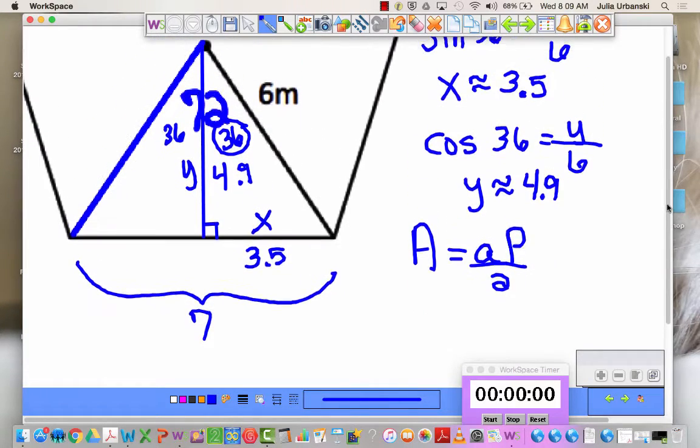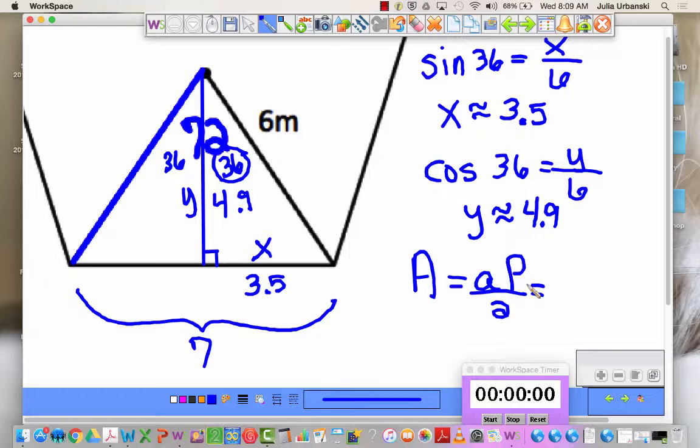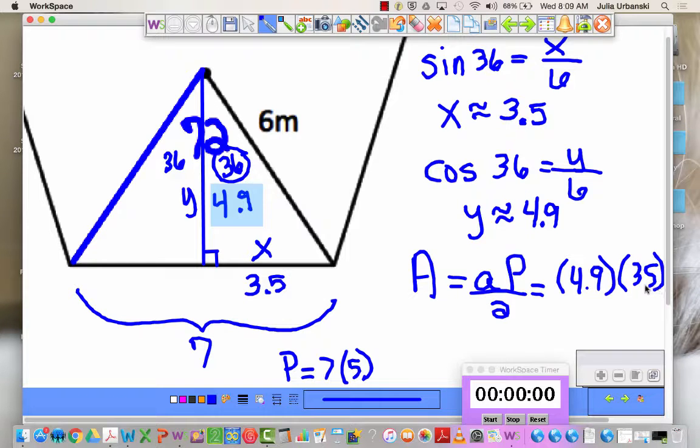So help me out here. The apothem is what number? 4.9. The perimeter is not 7. What's the perimeter? 35. 7 times 5 of them. So the perimeter is 35, and then you divide by 2. So work that one out. 75.8? 85.8? This is what I heard. Please double check that. Let's see. Thank you.